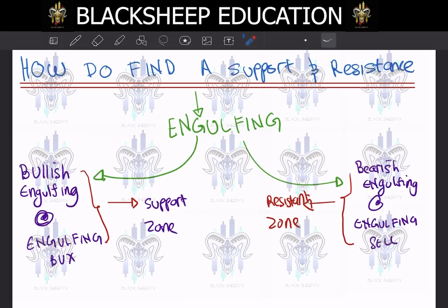Because at the end of the day in Forex, you want to look at where you want to press buy and where you want to press sell. So an engulfing buy zone is potentially a place where you want to be pressing buy, and the total opposite for engulfing sell.